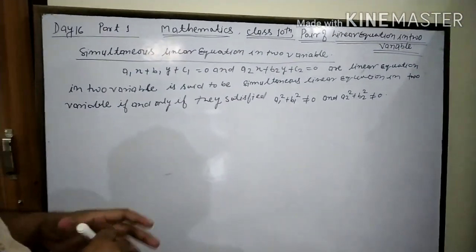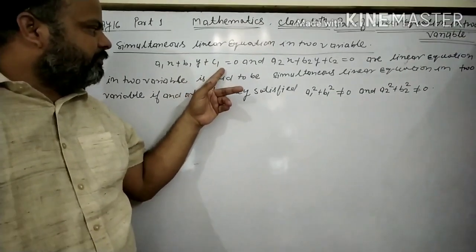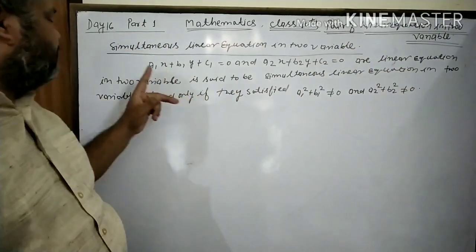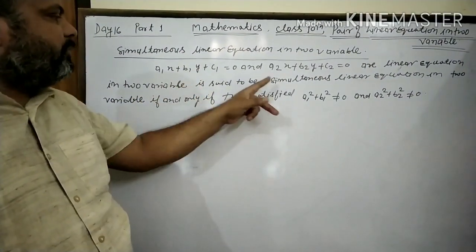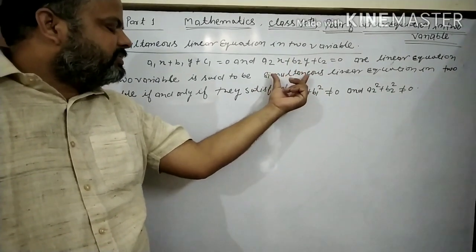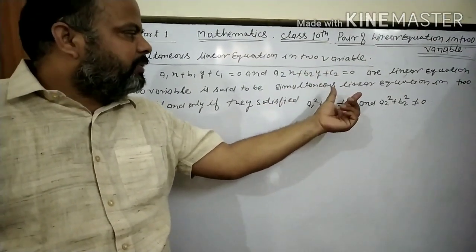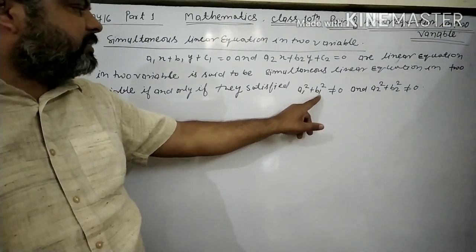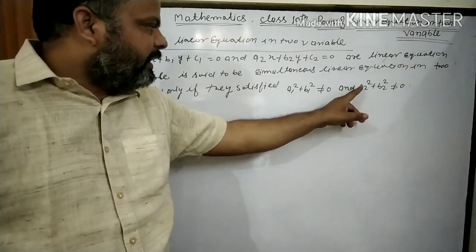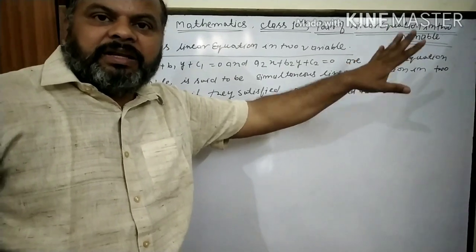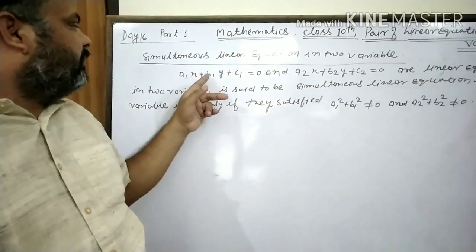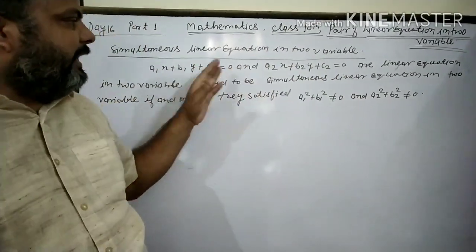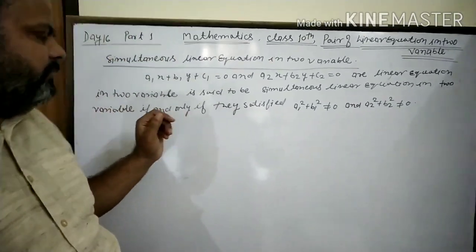It means if we have a1x plus b1y plus c1 is equal to 0 and a2x plus b2y plus c2 is equal to 0 as linear equations of two variables, they are said to be simultaneous, a pair of linear equations in two variables, if and only if they satisfy a1 square plus b1 square is not equal to 0 and a2 square plus b2 square is not equal to 0. Here a1, b1, c1 and a2, b2, c2 are real numbers, constants, and x and y are the variables.